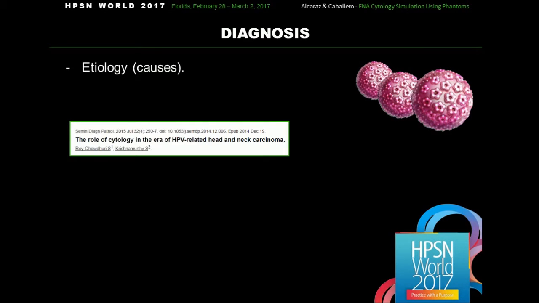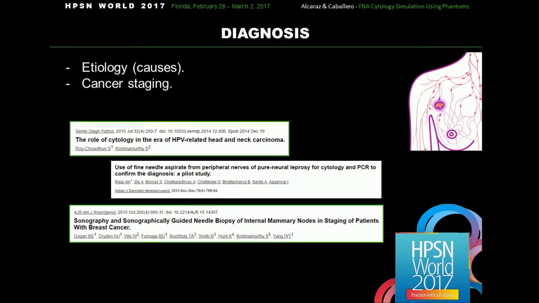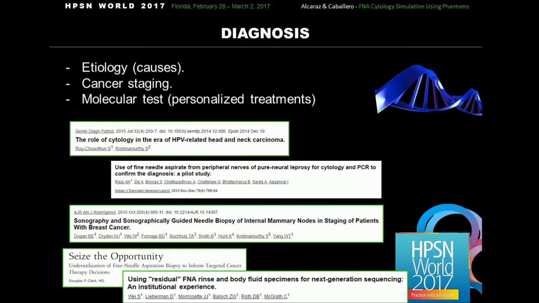In addition, we can have information about the causes of the disease, about the etiology. For example, viral or bacterial, like human papillomavirus or tuberculosis. We can stage the cancer to help the oncologist with the treatment of the patient. Finally, we can obtain molecular information of the tumors for personalized treatments. Nowadays, there are drugs which work on a patient depending on the molecular profile of the tumor.